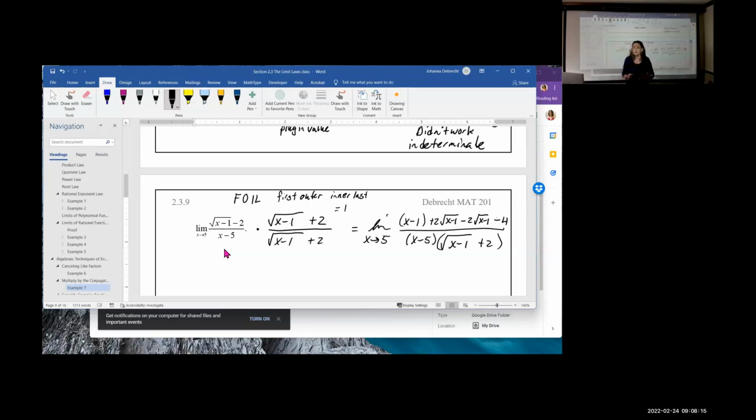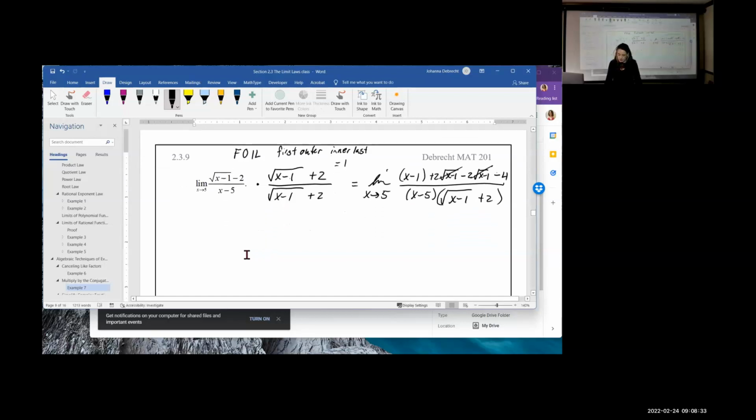Notice that because we multiplied by the conjugate, the outside and inside cancel. They're exactly the same, but opposite in sign. We have 2 square root of x minus 1 and negative 2 square root of x minus 1. So these two will always cancel when you use the conjugate pattern. That's why we use the conjugate pattern. And that leaves us with x minus 1 minus 4 in the numerator.